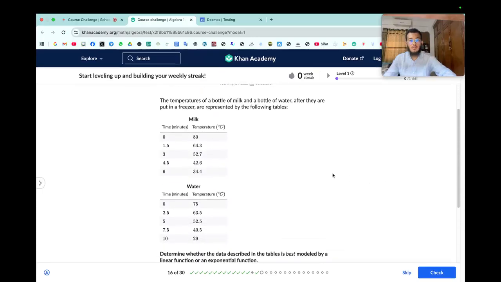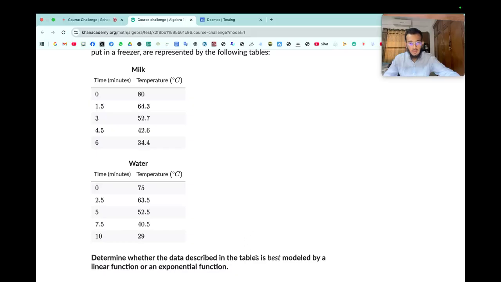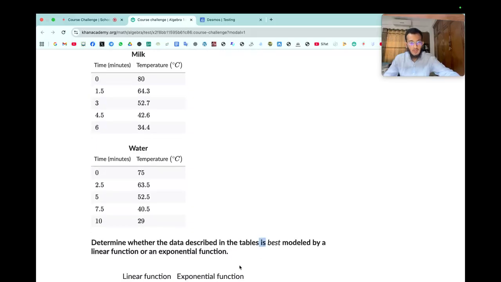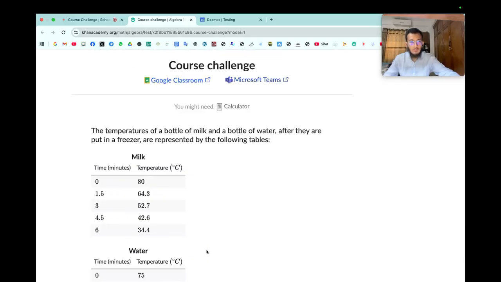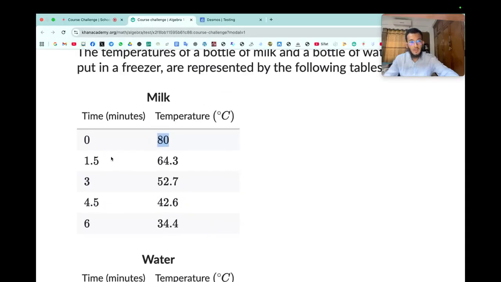Okay, so the temperature of a bottle of milk and a bottle of water after they are put in a freezer are represented with the following tables. Determine whether the data described by the tables is best modeled by a linear function or exponential function. Okay, let's see. For 0 we have 80. In order to do so, let's try to find the gradient. So let's take these 2 points and find the gradient.